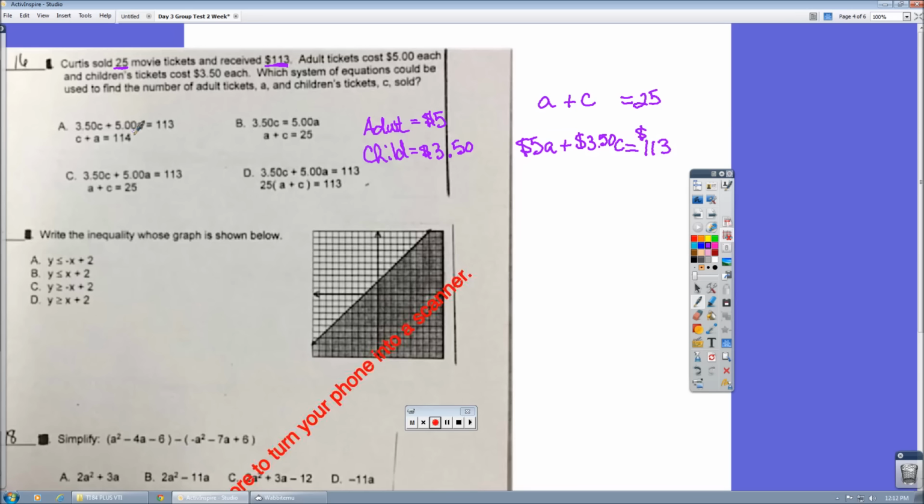Now let's just match our equation up. A does not match up. Look at letter C. If you look at letter C, that one matches perfectly up with what we wrote.